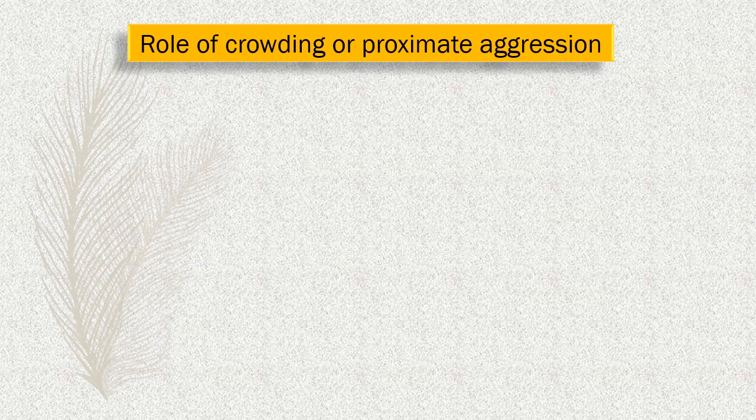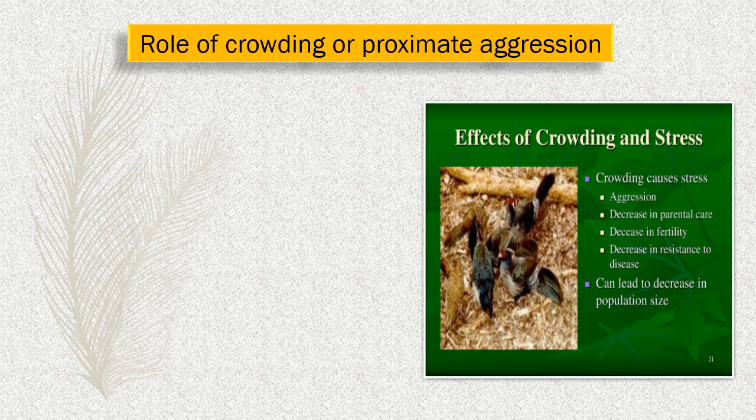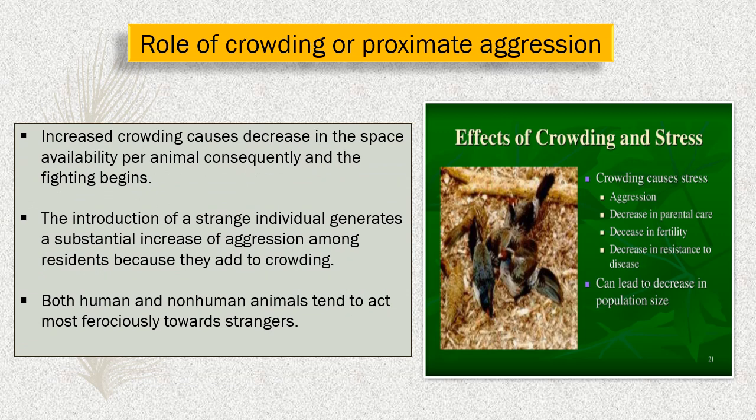Role of crowding or proximate aggression. Increased crowding causes decrease in the space availability per animal and consequently the fighting begins. The introduction of a strange individual generates a substantial increase of aggression among residents because they add to crowding. Both human and non-human animals tend to act most ferociously towards strangers.